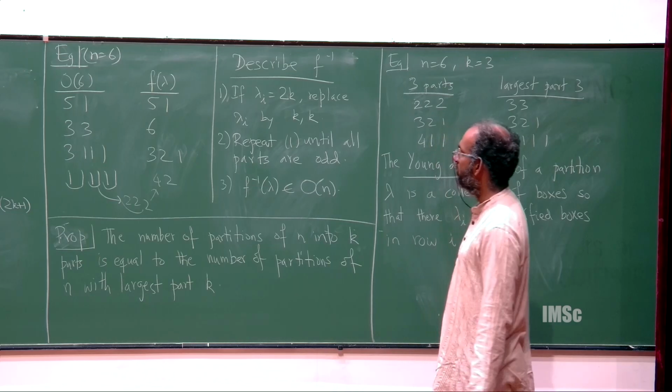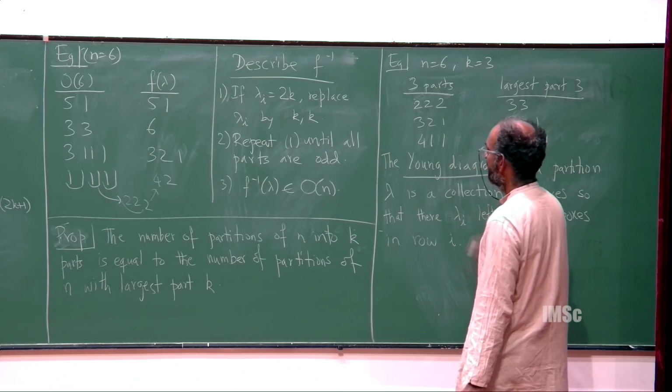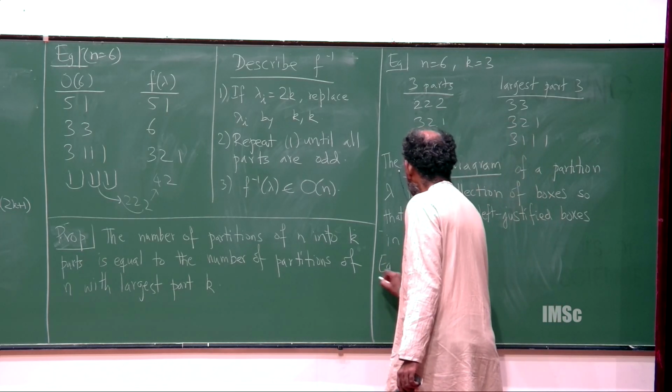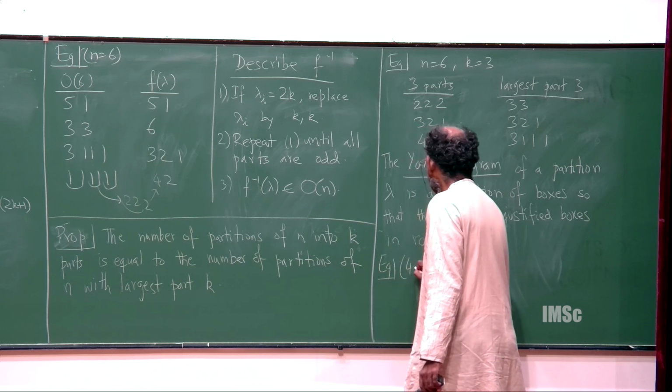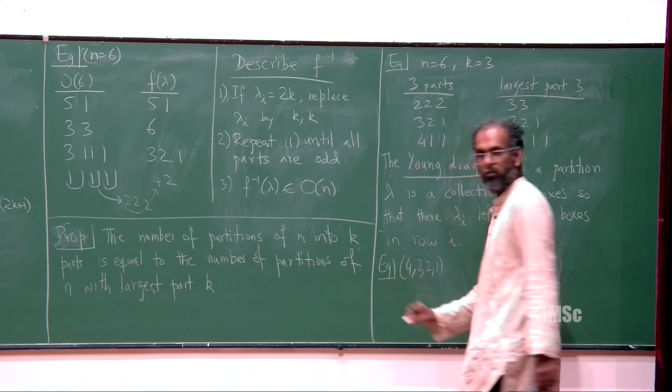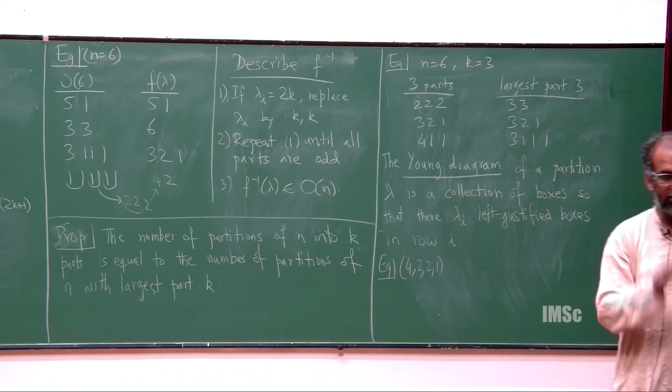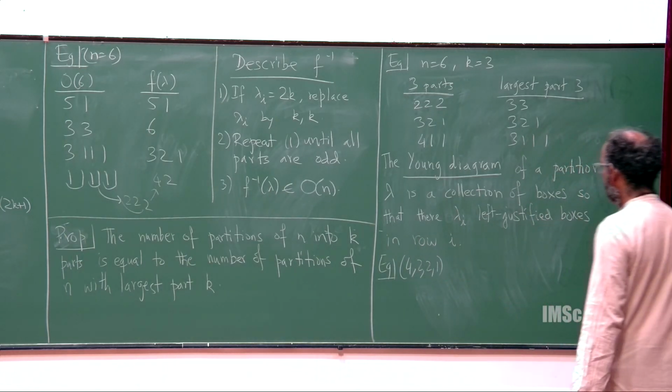Okay, so let me show you how a partition will look. Let's take as an example 4, 2, 2, 1. I'm just taking some arbitrary partition. What is the Young diagram of this partition?